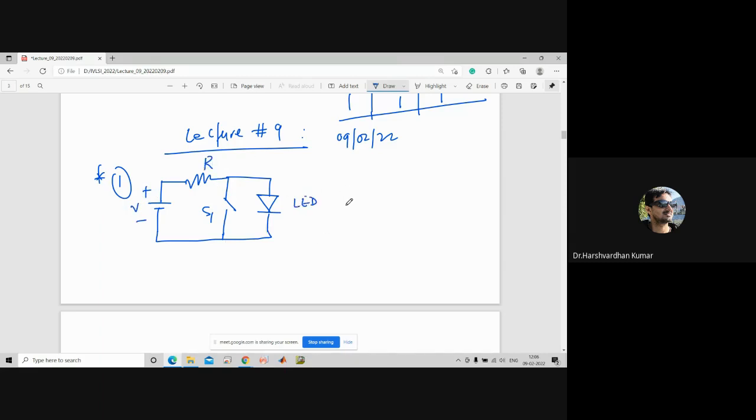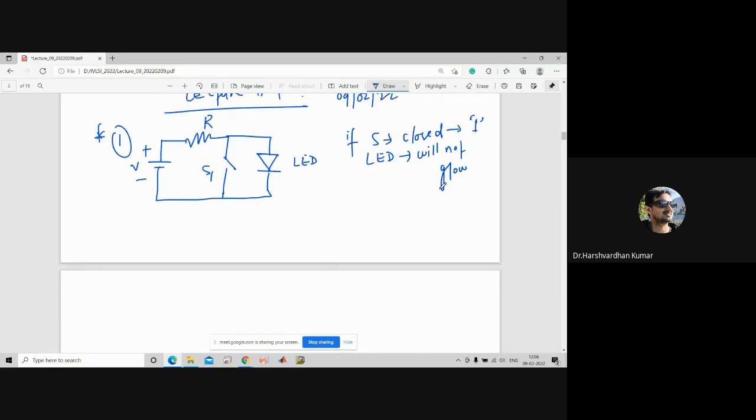Okay, so conditions. Let us say the switch S is closed. Then what do you think about the LED? Will the LED glow or not? It will not glow, right? So here closed means 1. What will happen if the switch S is open, meaning logic 0? Then in that case the LED will glow, right? So why is it happening like that?